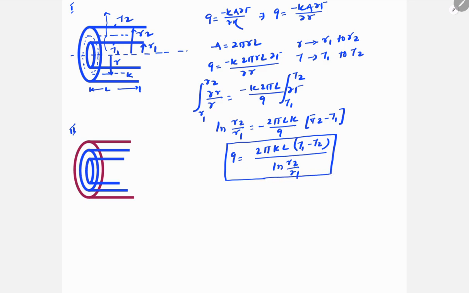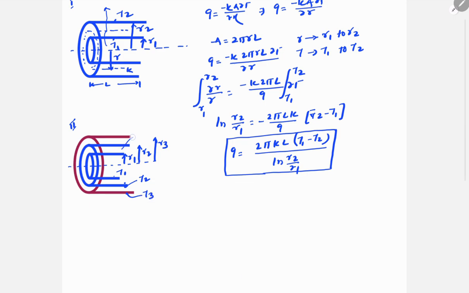And if the cylinder is made of multiple layers or multiple materials, so this is the second case. In this one, one more layer is there. Suppose the inside radius is r1, this one is r2, and this radius is r3. Inside wall temperature is T1, this wall temperature is T2, and this outside wall temperature is T3. This material has thermal conductivity K1, this one has K2, and again length is L.